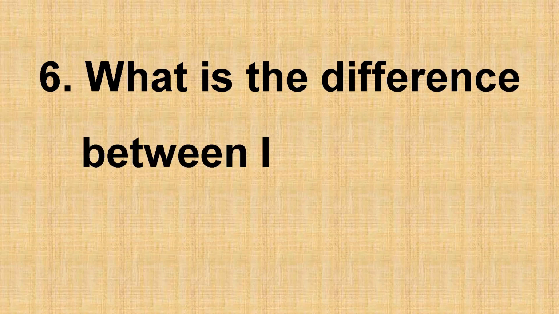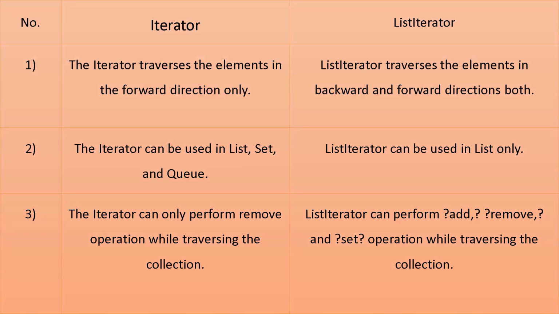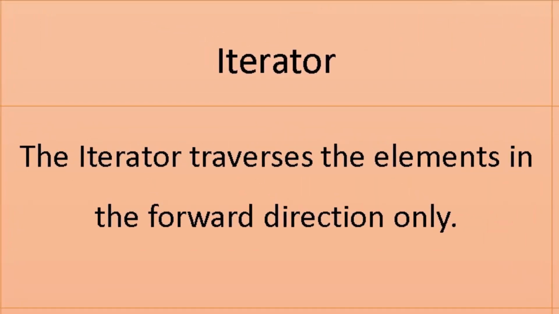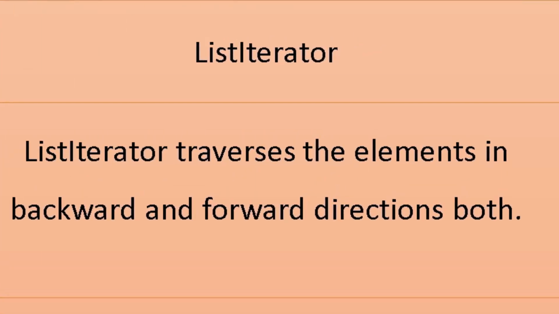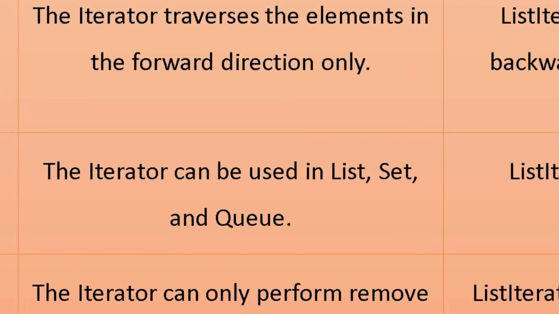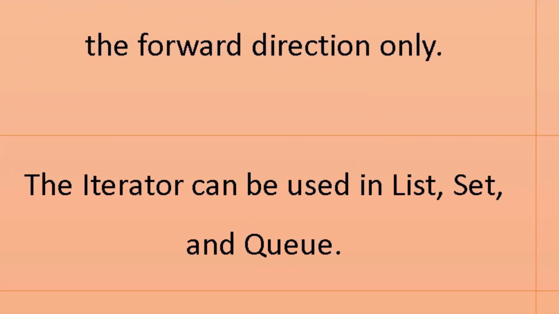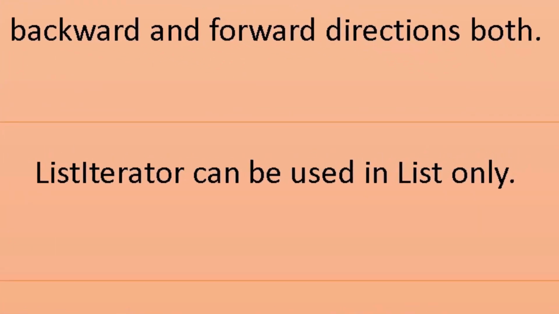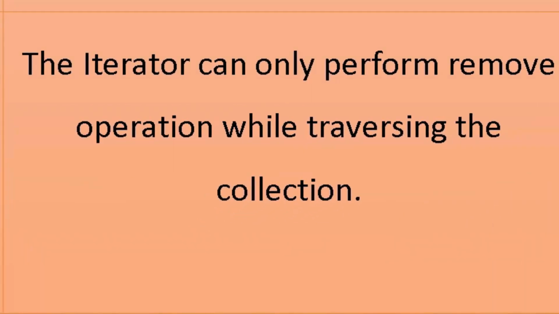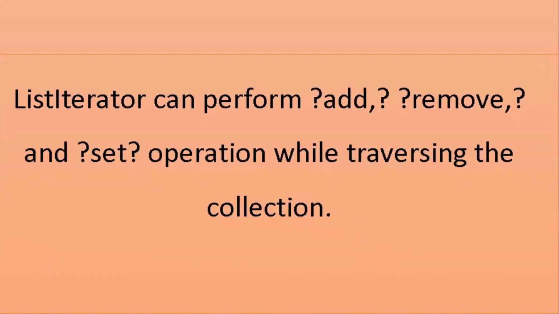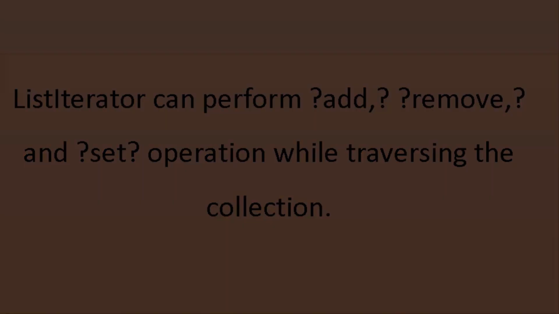What is the difference between Iterator and ListIterator? The iterator traverses the elements in the forward direction only. ListIterator traverses the elements in backward and forward directions both. The iterator can be used in list, set, and queue. ListIterator can be used in list only. The iterator can only perform remove operation while traversing the collection. ListIterator can perform add, remove and set operations while traversing the collection.